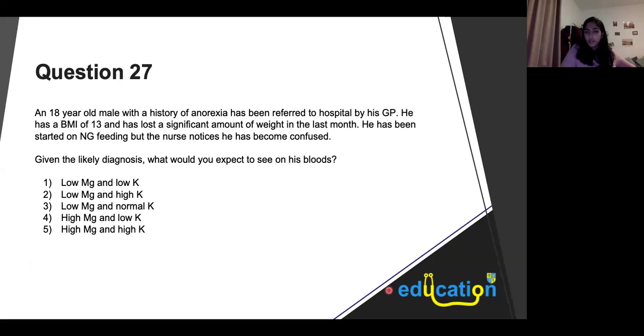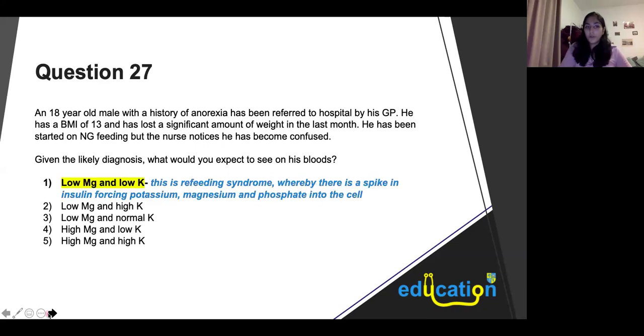Okay, well, you guys have done really well. I always found these bloods to be some of the hardest things for me to get my head around because obviously there's tumor lysis and there's refeeding and which ones are which. So, good job, guys. So it is indeed one.